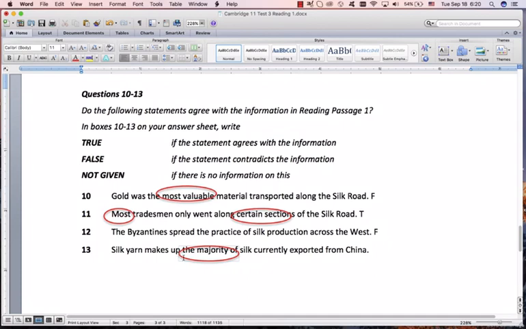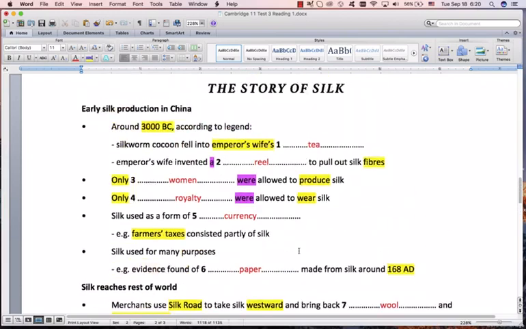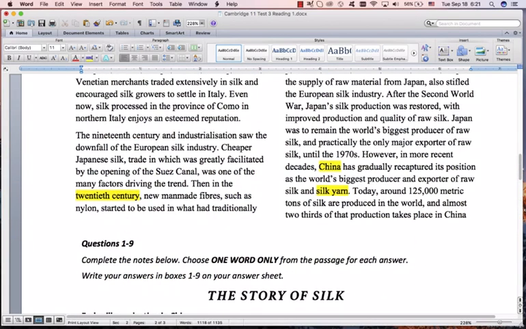And then finally, silk yarn makes up the majority. Remember, this is more than 50% of silk exported from China. So, China is the world's biggest producer of those two things. But which one is more, raw silk or silk yarn? This is just talking about silk generally. So now we have two kinds of silk, raw silk and silk yarn. Which one is more? We see that China produces the most general silk in the world, but which one of these is more than 50%? Is it more raw silk or is it more silk yarn?